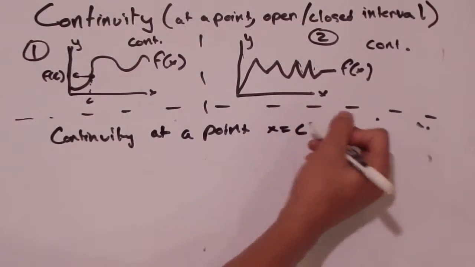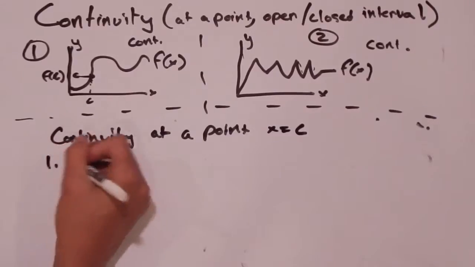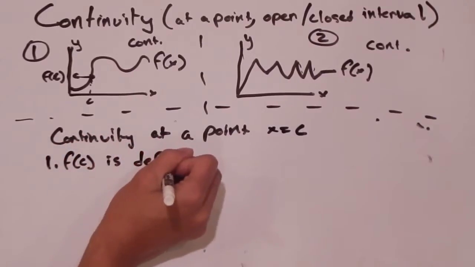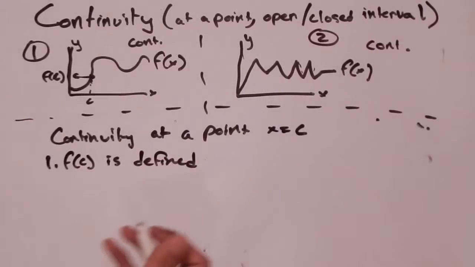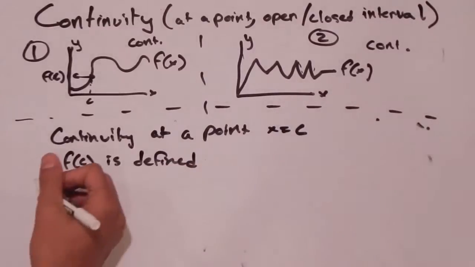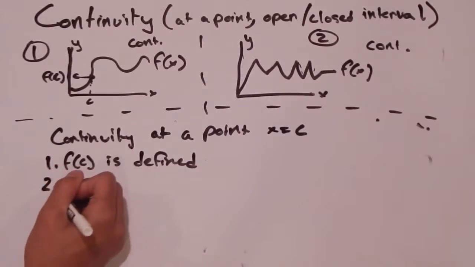Let's call that point x equals c. First is that f of c is defined. In other words, that f of c exists. So for example, in that one graph with the asymptote that I drew over here, f of c at that asymptote point did not exist. The function was not defined, so it can't be continuous there.